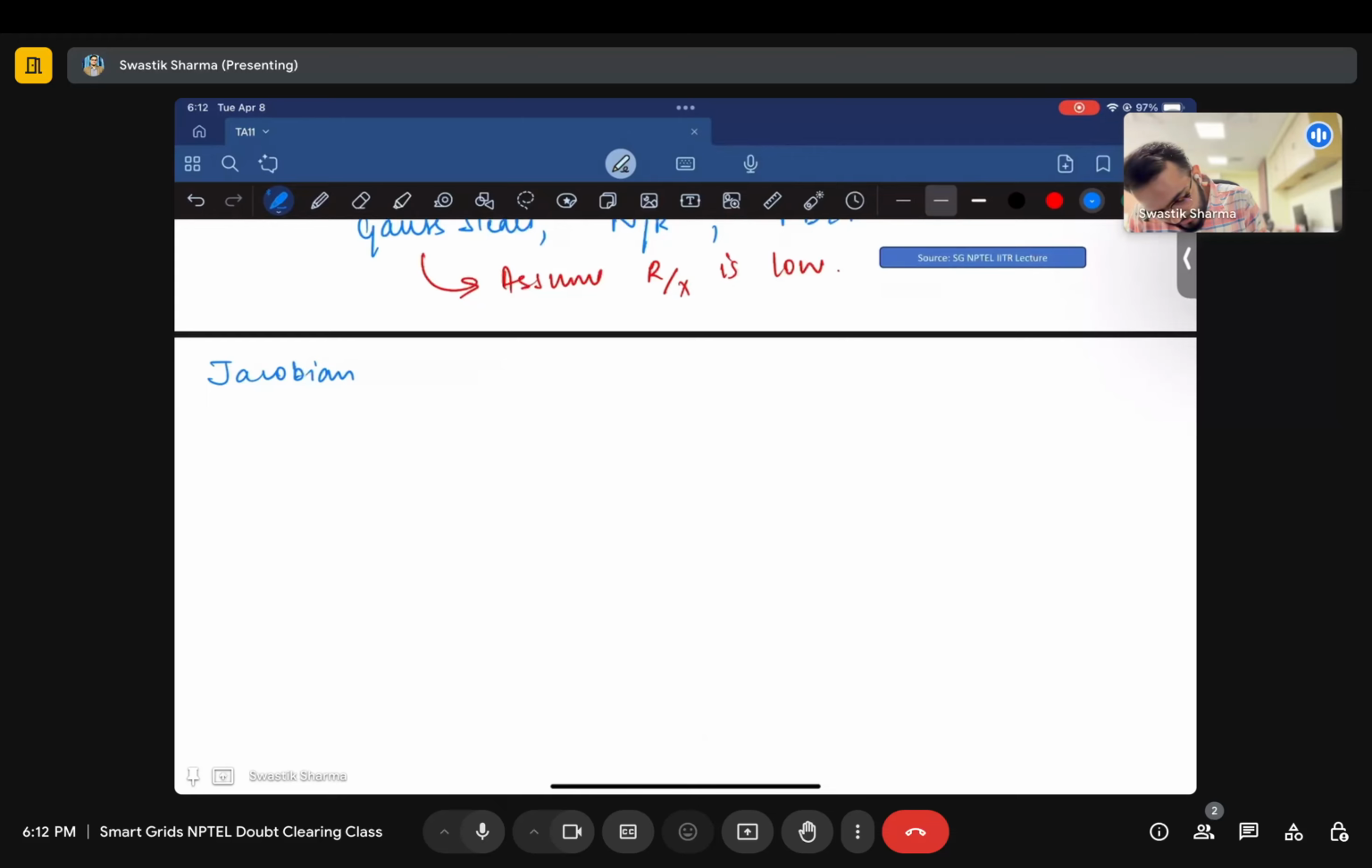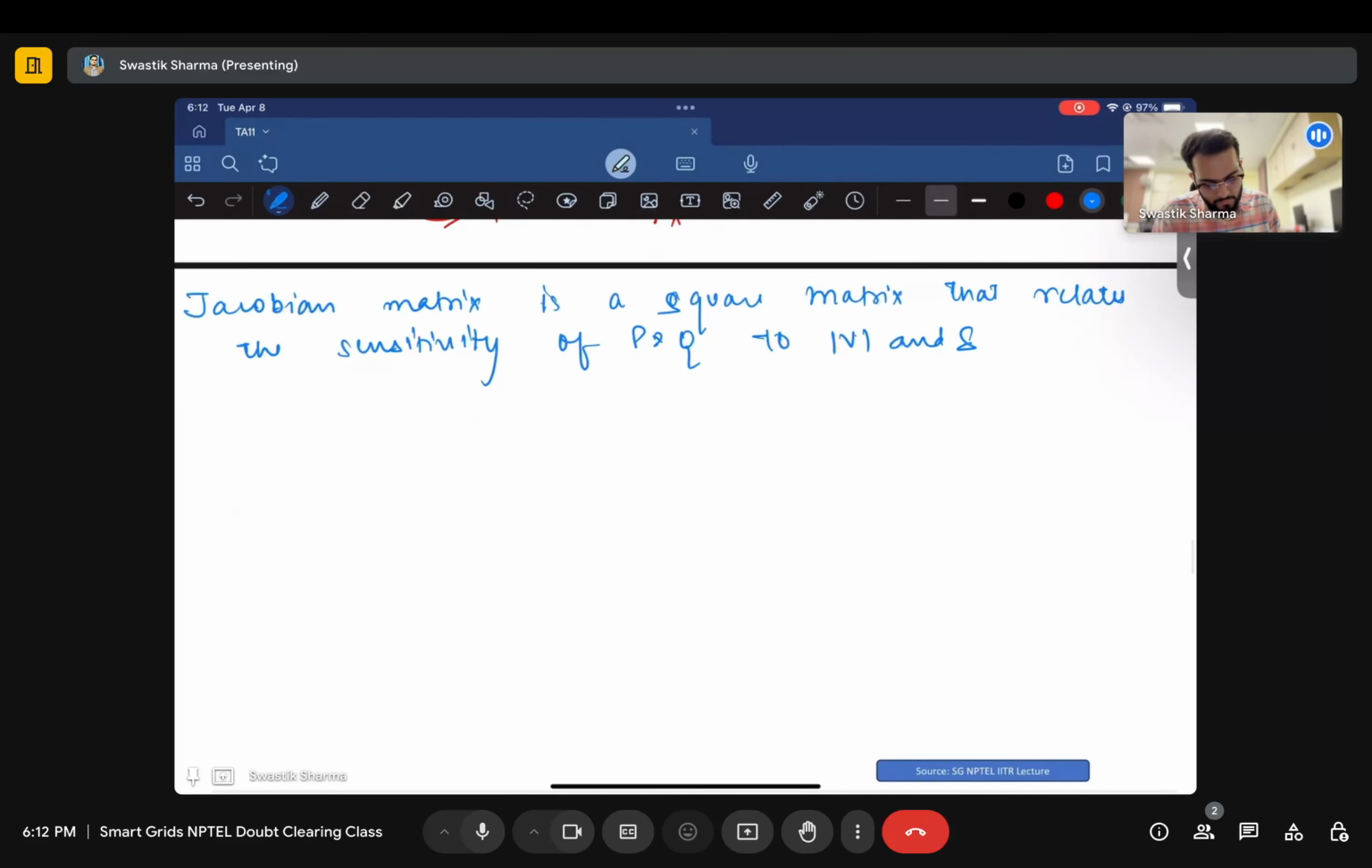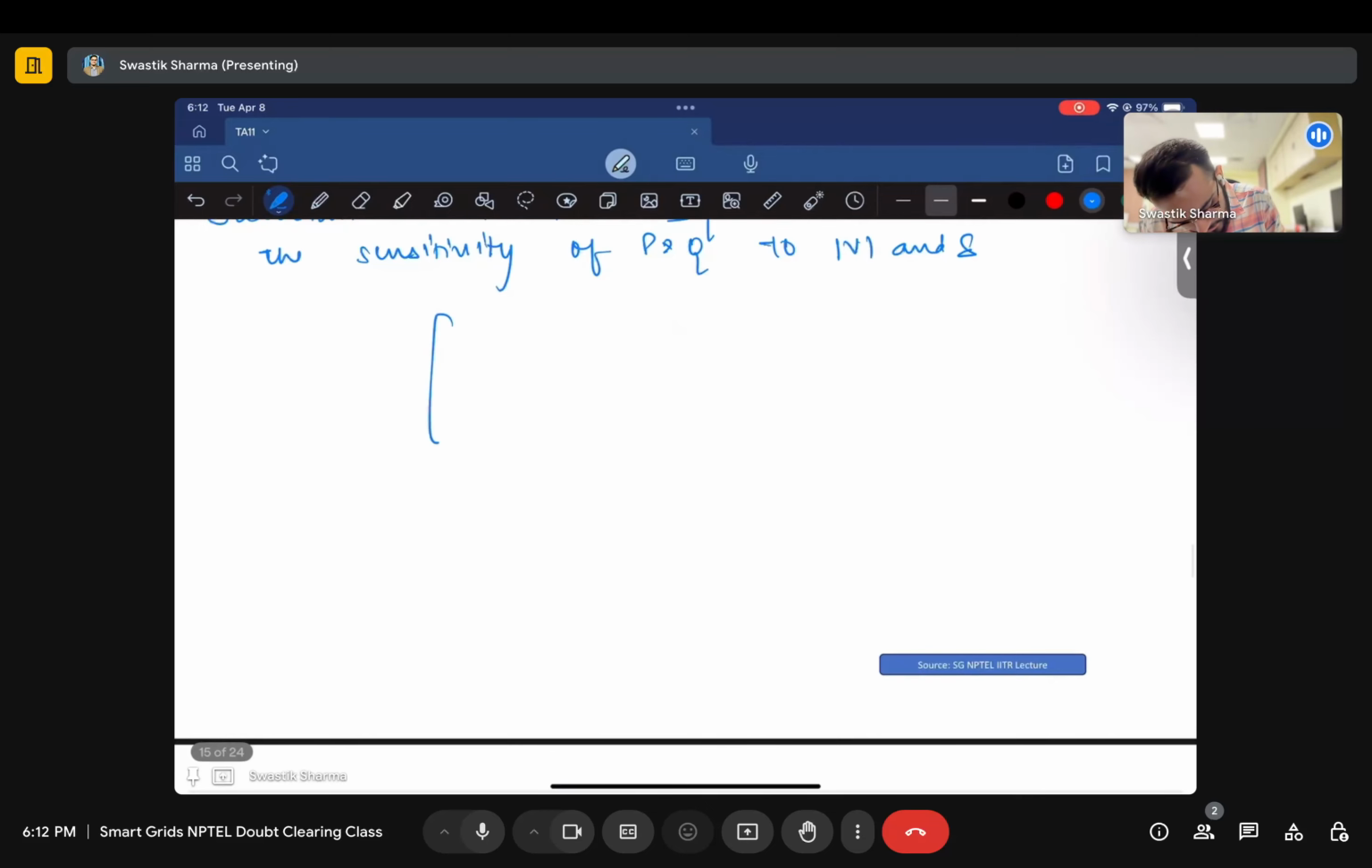A Jacobian matrix is a square matrix that relates the sensitivity of P and Q to mod of V and delta, right? So what they do is relate how P and Q are sensitive to the voltage magnitude or the delta, right? And if you want to write it, it is something like this.